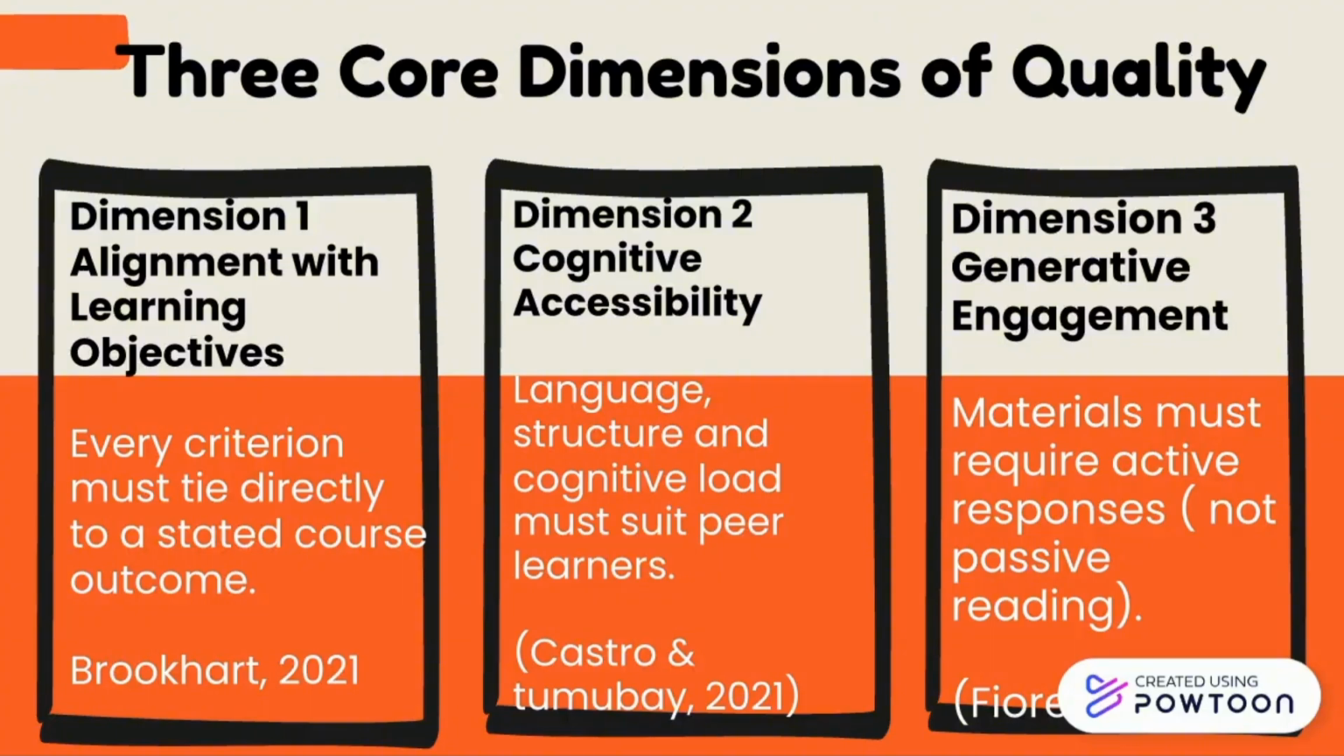Dimension 3 is generative engagement. It means materials should require active responses, not passive reading or watching. Fiorella, 2023, in Educational Psychology Review, explained that generative learning strategies such as self-testing, summarizing, or generating examples are reliable indicators of material quality. Passive materials may be clear, but they do not promote long-term retention. Your tool should reward embedded activities that make the learners think.